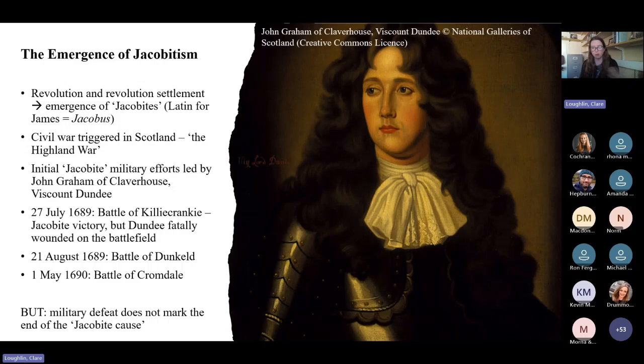Now, you get various skirmishes and low-level resistance that continues until late in 1691. But as long as the, quote, king over the water and his family remained alive, there was potential for a Jacobite restoration to happen. Military defeat does not mark the end of the Jacobite cause.